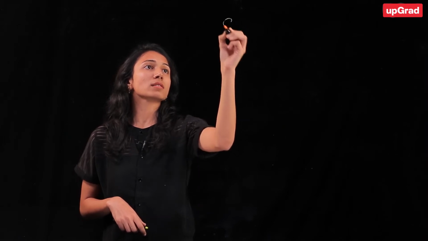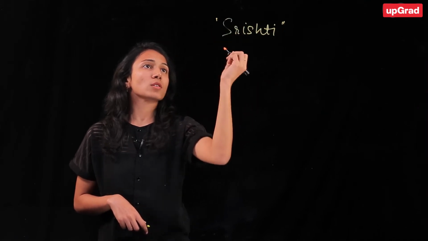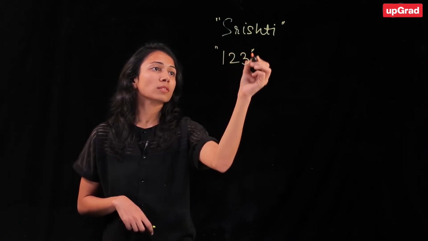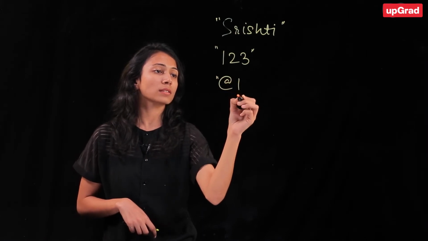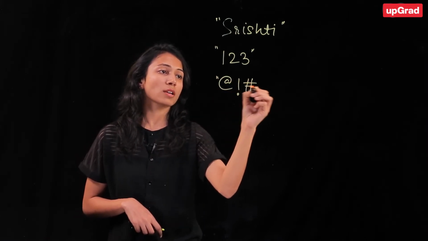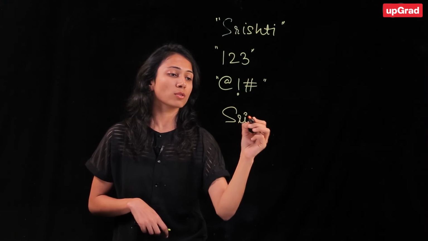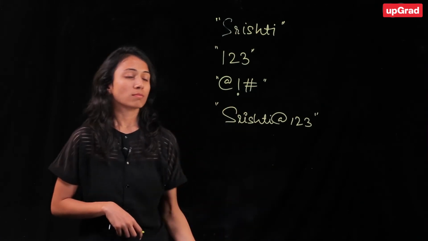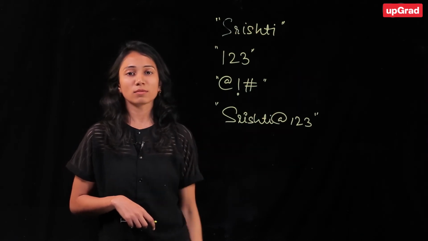Okay, so let's consider an example. Let's say I write Srishti, which is my name. Okay, so this is a valid string, and let's say if I write 1 2 3, this also is a valid string, and if I write @ exclamation hash, this also is a valid string. And if I want to combine all of them together, let's say I want to write Srishti @ 1 2 3. Well, this again is a valid string. So as you see, all the strings that I've typed here are valid strings.